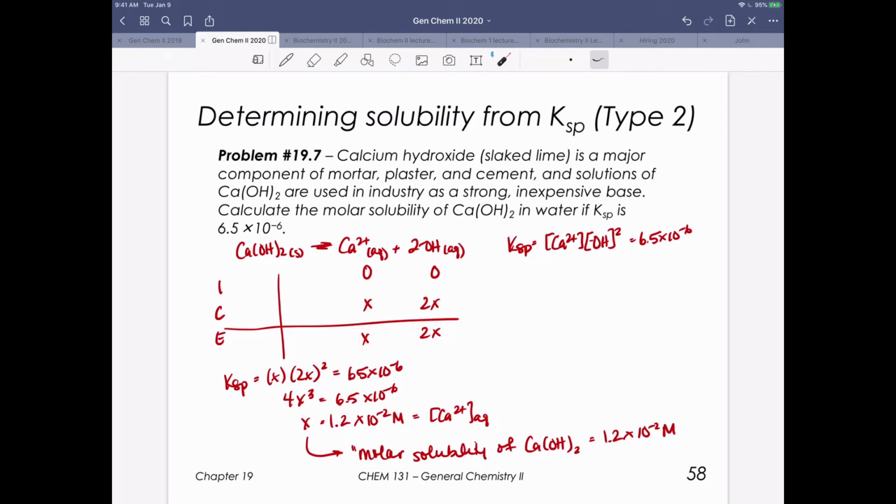Now this is another point where we have to make sure that we don't lose some important information. The Ksp value is going to be equal to x times the quantity 2x squared. Make sure that you don't just write 2x and then the squared by the x. That 2 applies to both of these species. So this ends up being the quantity 4x cubed equals our Ksp value.